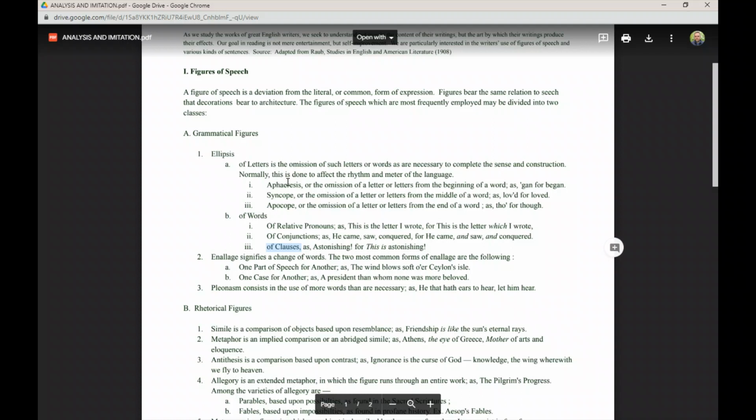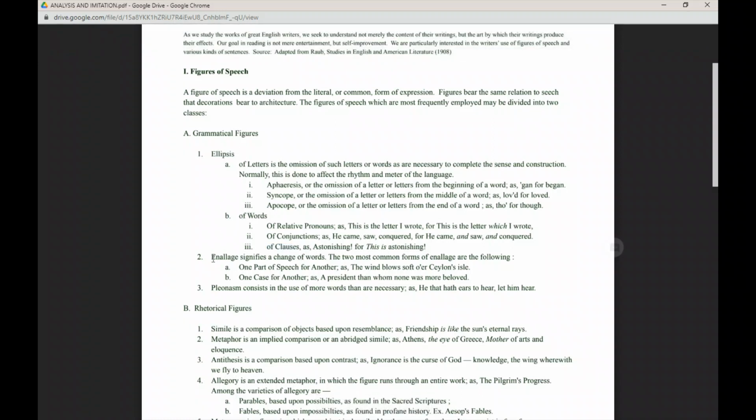That's ellipsis. Second, this word here is pronounced analogy, and don't get it confused with analogy. This is analogy. Okay, so analogy, not to be confused with analogy. Analogy signifies a change of words. The two most common forms of analogy are the following: changing one part of speech for another.